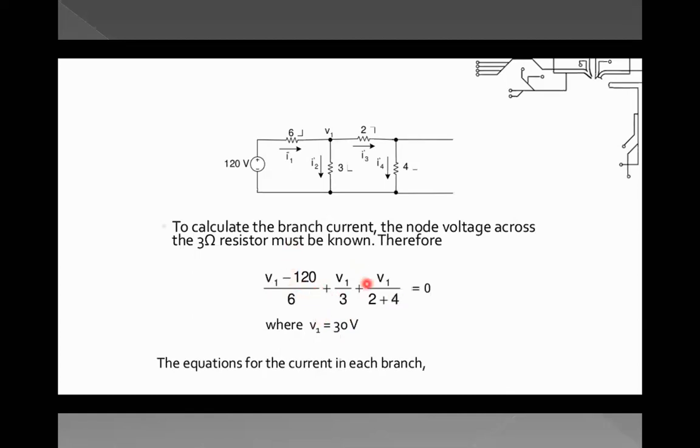Because the summation of all the voltages should be equal to 0. This is what Kirchhoff's law says. So if you solve this, we'll get V1 equal to 30 volts. Now we will find the equation for each branch, I mean I1, I2, I3 and I4.